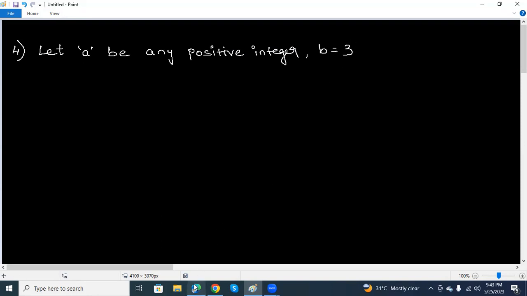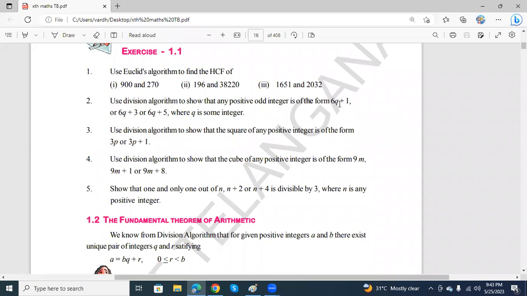Question number 4. Let a be any positive integer, and b is equal to 3. See, in the earlier sum we had taken b equal to 6, as it was in the form of bq plus 1. Even in the third sum we had taken b equal to 3, here also 3p or 3p plus 1.